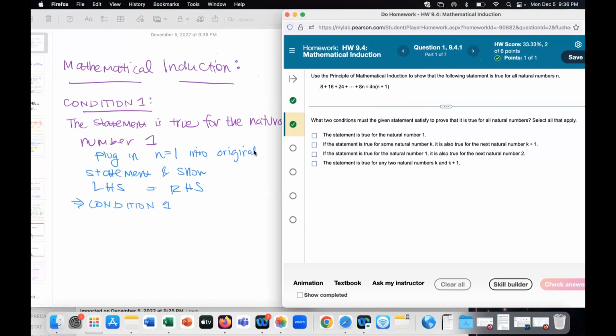Nothing to let it catch up. Okay, good. So condition one is satisfied. Now condition two, and this is where it gets a little funny, which is this is the process.